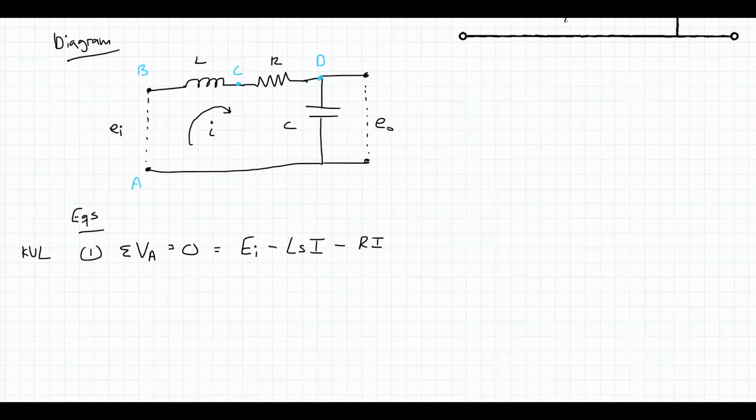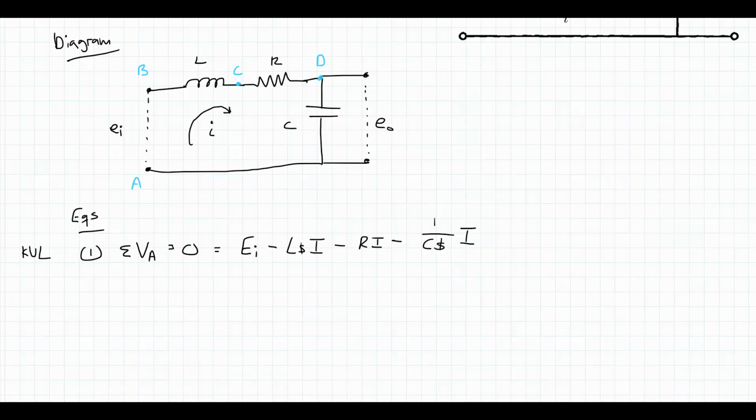I've arrived at D. Now I can return to A by going across the capacitor and then going through the wire back to A. So there's going to be a voltage drop because once again, I'm going with the direction of current. So minus, this will be 1 over C times S times the current going through the capacitor, which is I. And that takes me back to A.